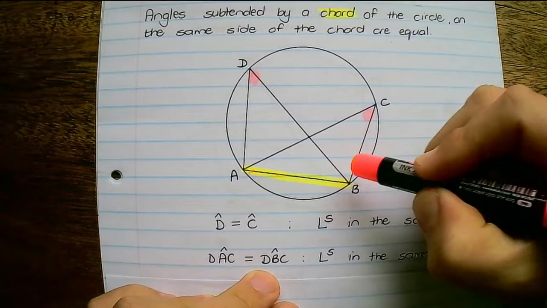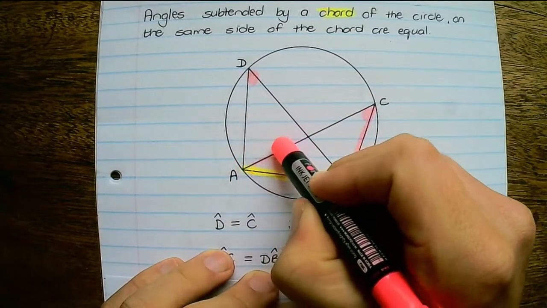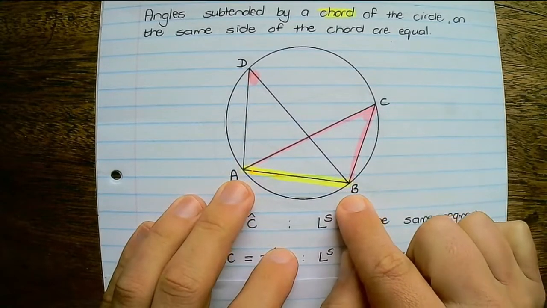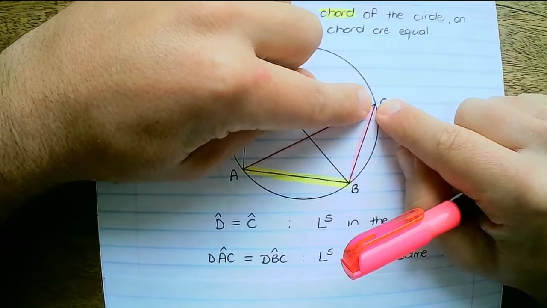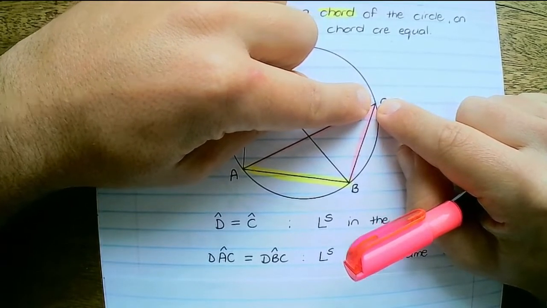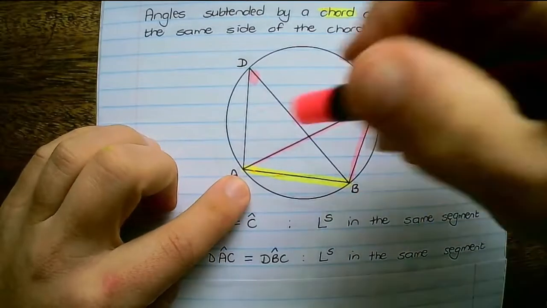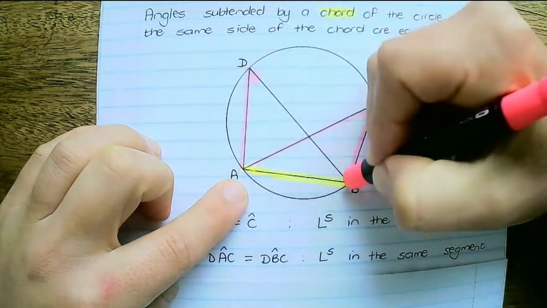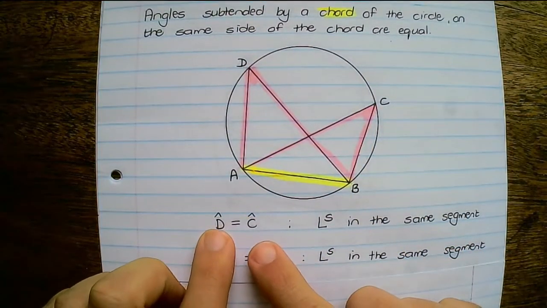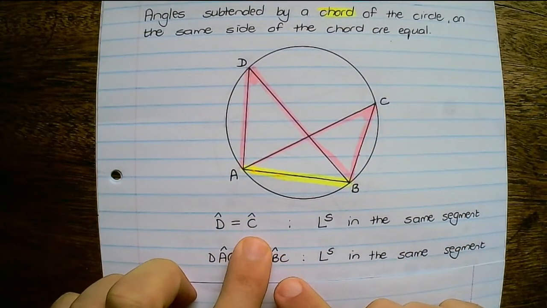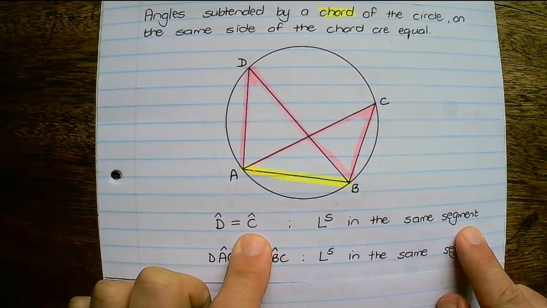What the word subtended means simply is that from the points of that chord, I produce another point on the circumference of the circle. The same happens with D. So from the points A and B, we produce the angle D. So we say D is equal to C, angles in the same segment.